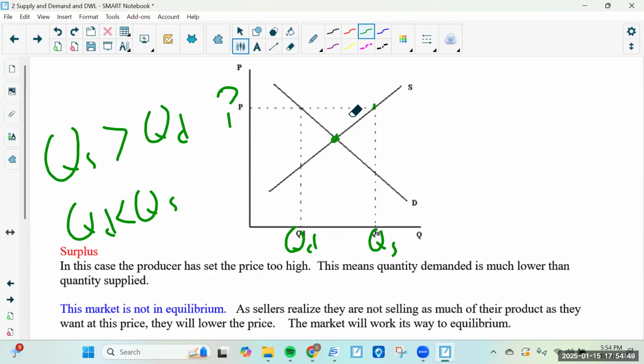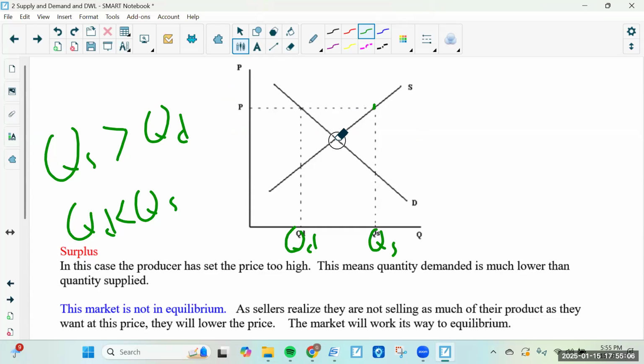So markets will always take care of them. They'll shift and they'll go back to equilibrium. And there's not a shift here. This is a market that's not in equilibrium. If the price is up here at this P right here, this market is not in equilibrium. Equilibrium is when the price would be down here. So it's not in equilibrium.